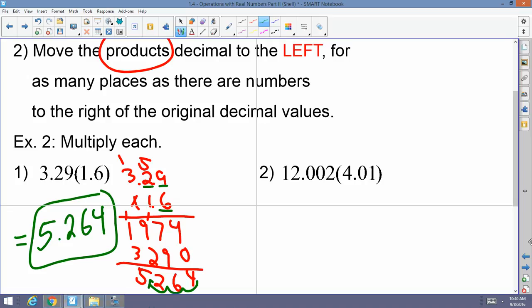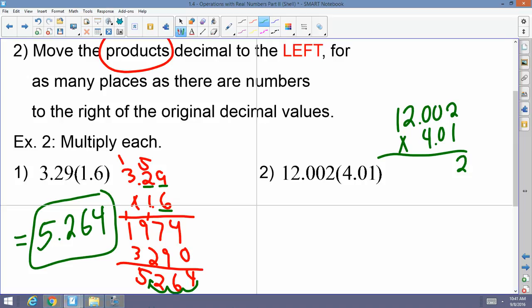Now, next, I've got 12.002 times 4.01. Sometimes people say, why didn't you line that up? Because you don't have to. I never line them up. You don't line them up. That's not what you do when you're multiplying or dividing. So let's just go ahead and multiply.